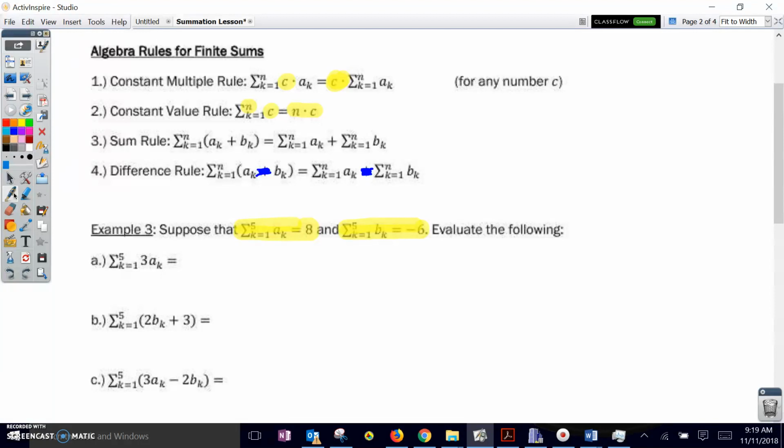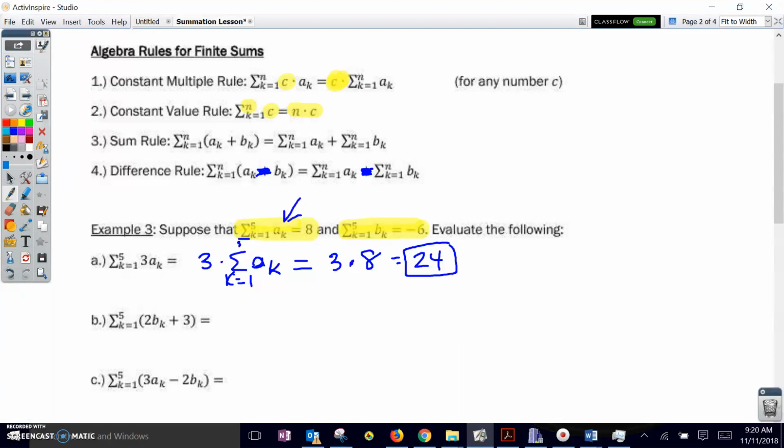The sum from k equals 1 to 5 of 3a sub k. The constant multiple rule tells me that this is equal to 3 times the sum from 1 to 5 of a sub k. And we know the value of the sum from 1 to 5 of a sub k. It's right here. That's 8. And so using this property, we can find that the sum from 1 to 5 of 3a sub k has to be 24.